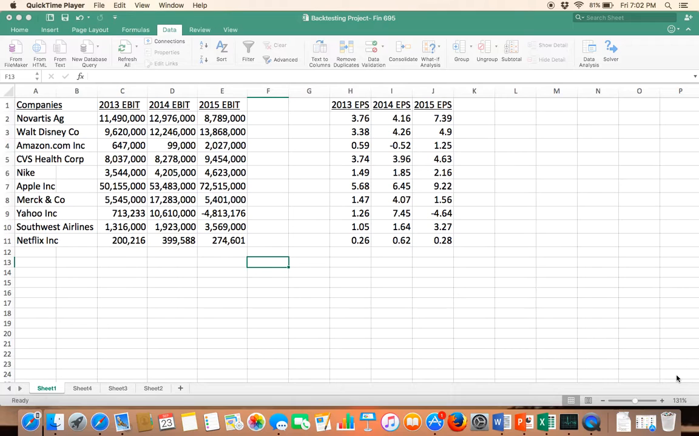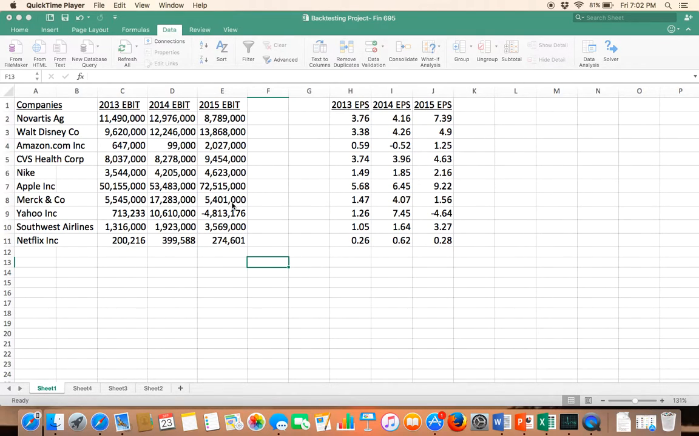I went to Yahoo Finance to get the information. I pulled up 10 companies from different industries. I picked Novartis, Walt Disney, Amazon, CVS, Nike, Apple, Merck, Yahoo, Southwest Airlines, and Netflix. And I gathered data from 2013, 2014, and 2015.